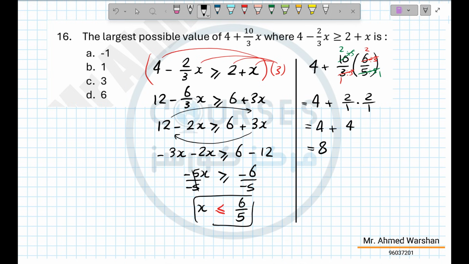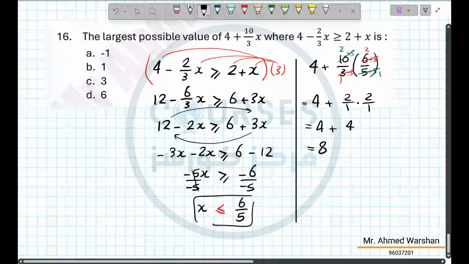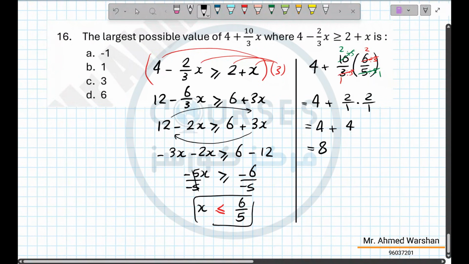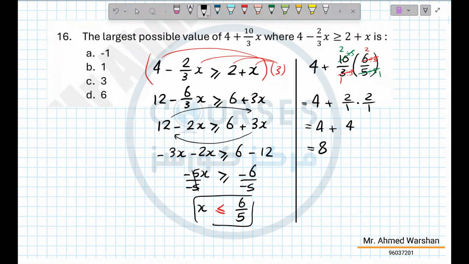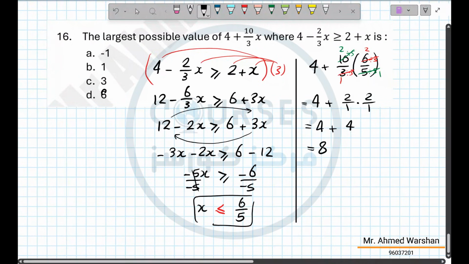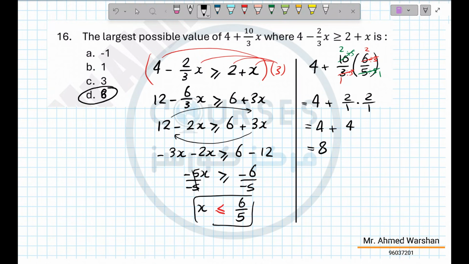And we don't have 8 in the answer. So something we did wrong. What is it? I have absolutely no idea. Actually, we didn't make any mistake. The mistake is in the options. So this 6 is supposed to be an 8. So the answer will be D. I will fix it in the file that I will send you.